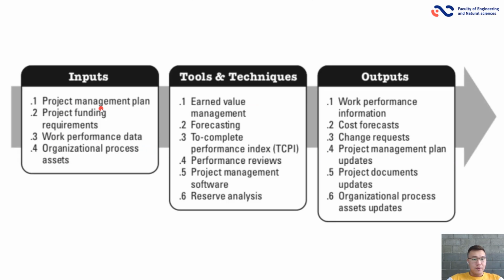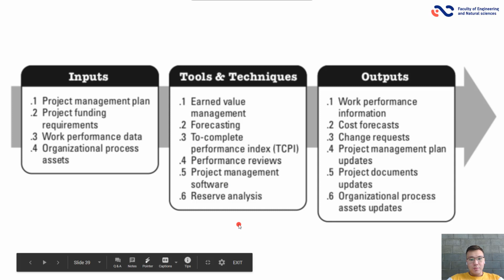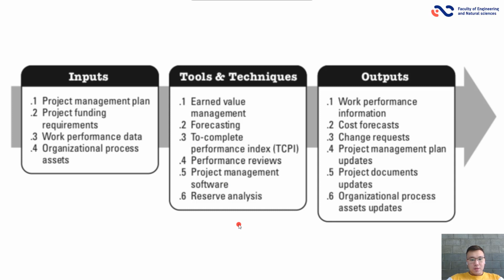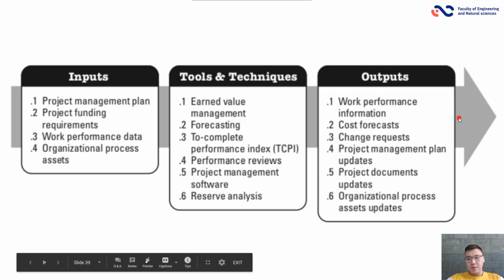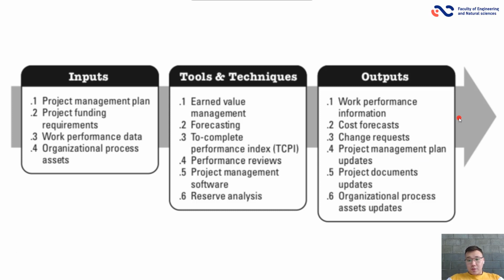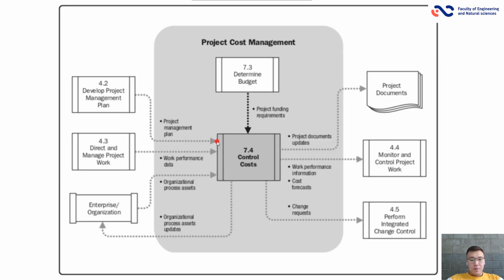Here in input you have project management plan, project funding requirements, work performance data, organizational process assets. Tools and techniques: earned value management, forecasting, to-complete performance index, performance reviews, project management software, reserve analysis. In output: work performance information, cost forecasts, change requests, project management plan updates, project documentation updates, organizational process assets updates. It's a workflow of control costs.